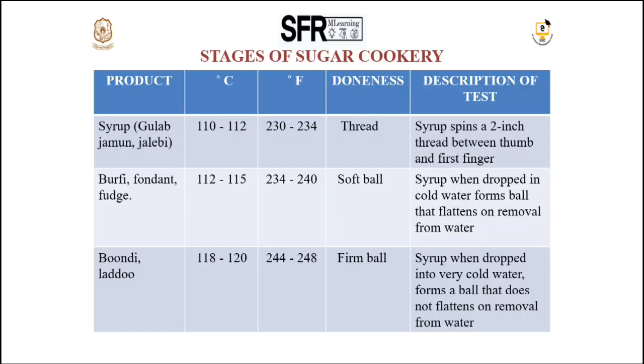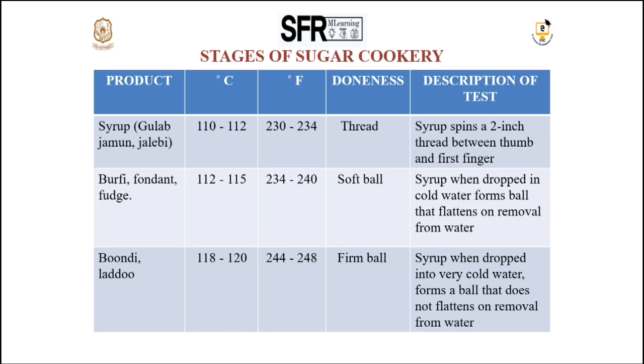So it's our main topic: the stages of sugar cookery. Stages of sugar cookery means the different stages the sugar will go through. In different stages, at different degrees of doneness, different products are made.